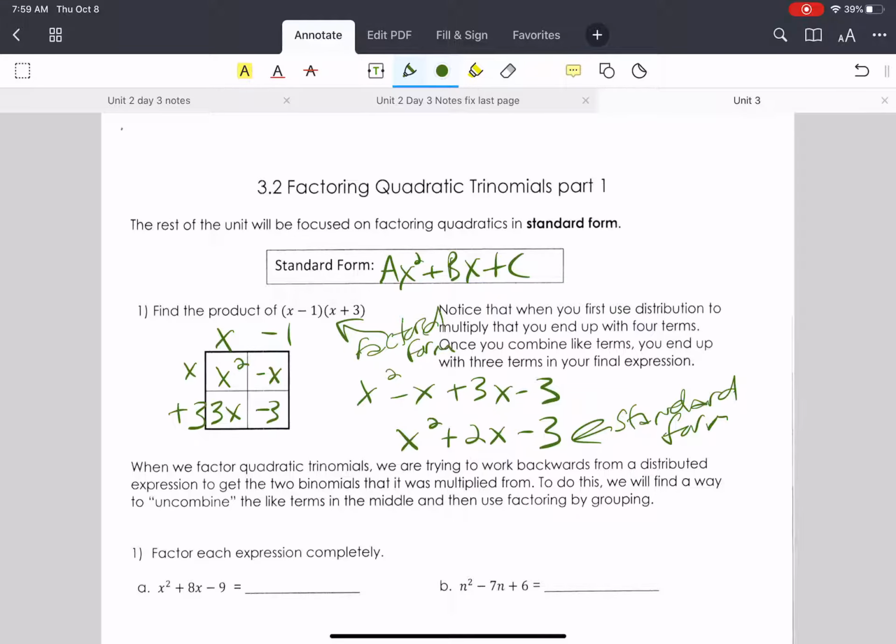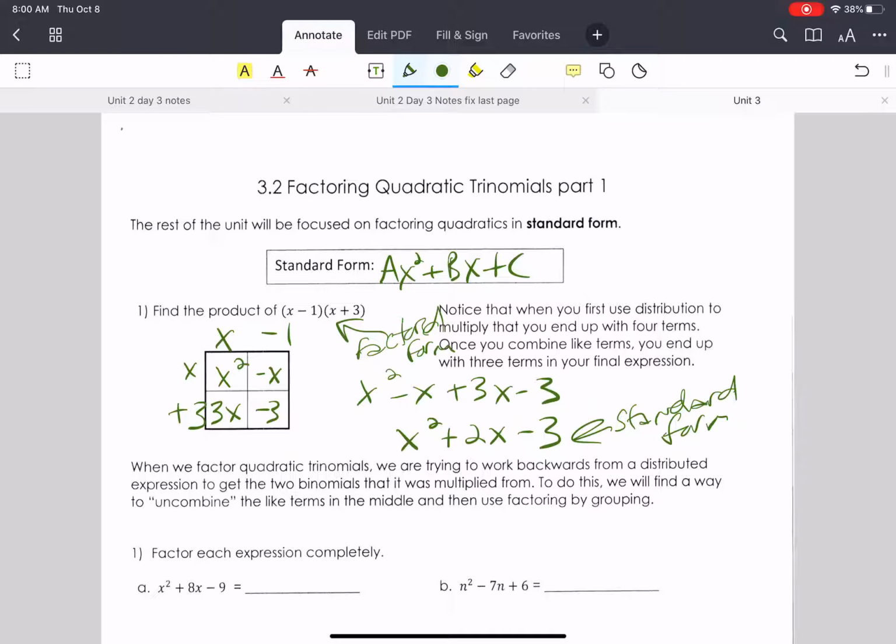Factors are things that multiply. So that's why the ones with the two parentheses being multiplied are my factored form. Good catch on the positive 2x, guys. Okay. Now, the only difference between what we're doing today and last time is today I'm giving you things in standard form. Notice how when I add up all these pieces, there's 4 boxes, right? And I had 4 things to add together. But when I combine the like terms, now in standard form, I only have 3 things, okay?